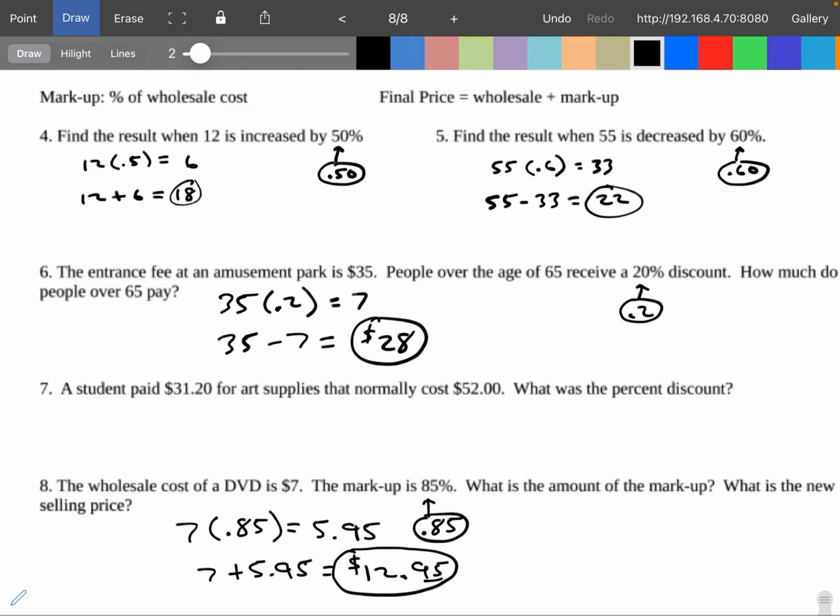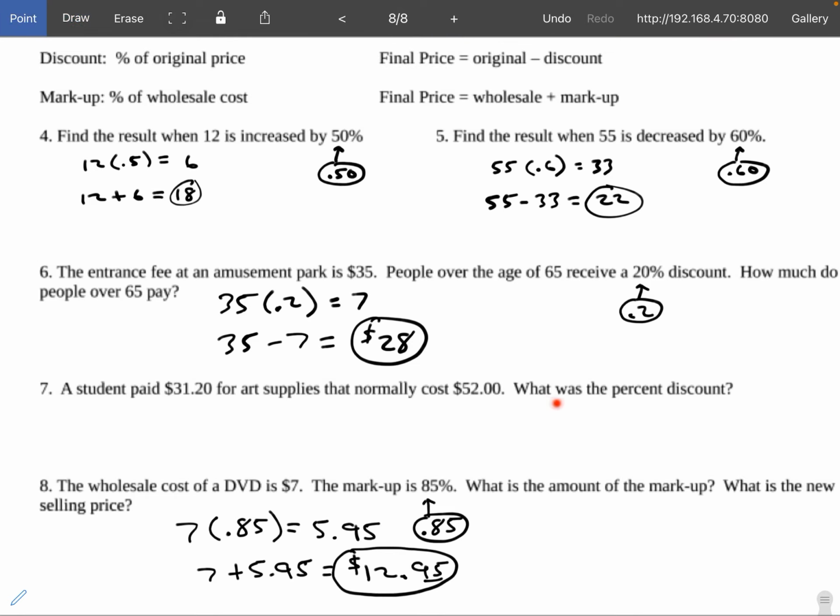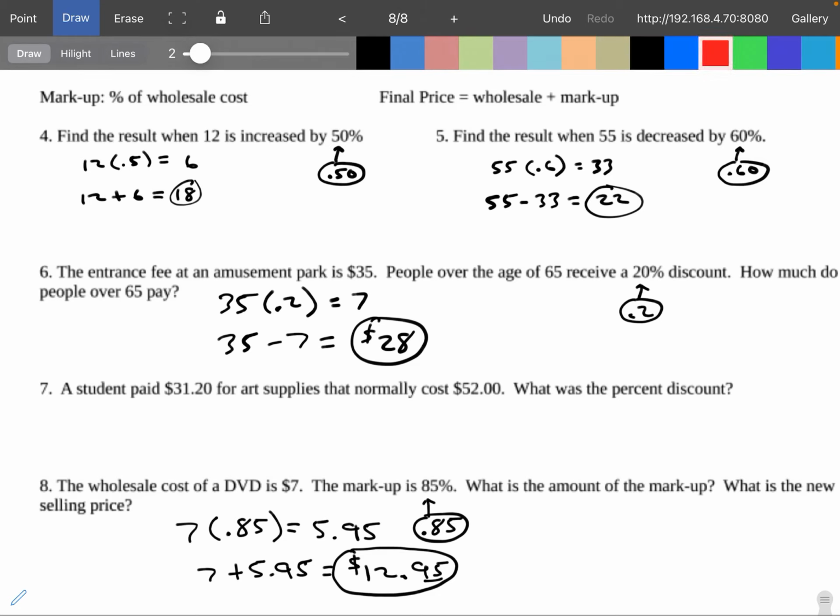This is the last one there, number 7. So number 7 is a little bit different. Notice the last two answers, like number 6 and number 8, those answers were in dollars and cents, right? But number 7, we're looking for the percent. Over here it says, what was the percent discount? And so when it asks what was the percent discount, that's the same thing as a percent decrease.